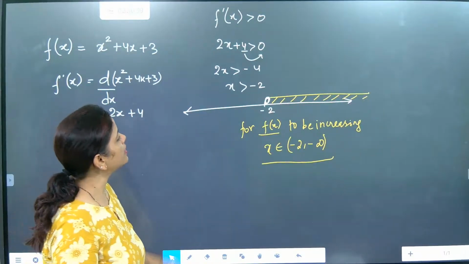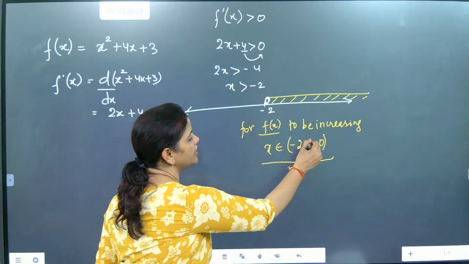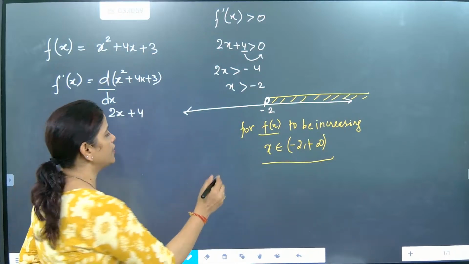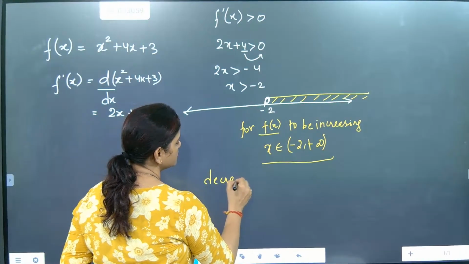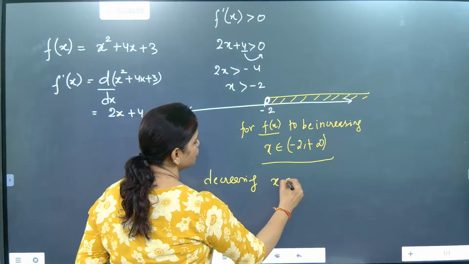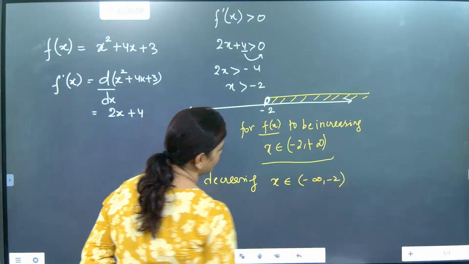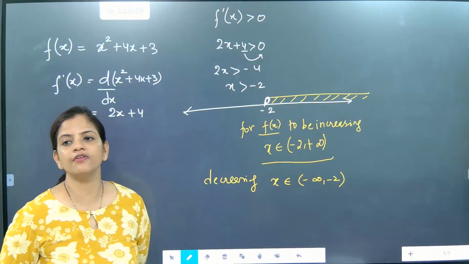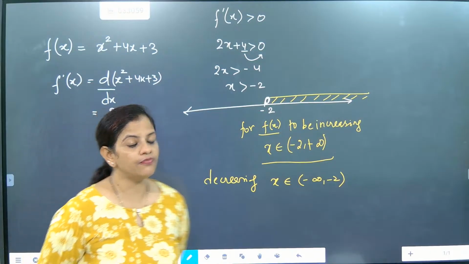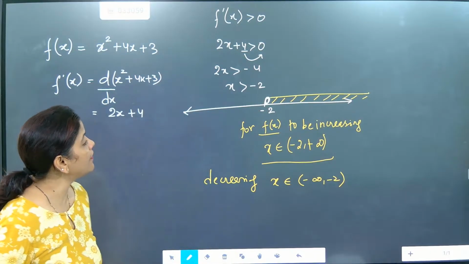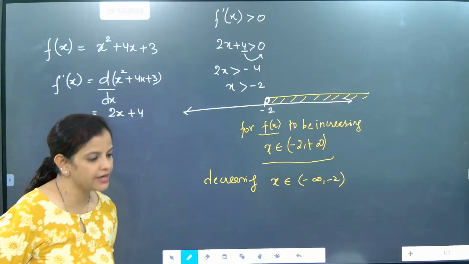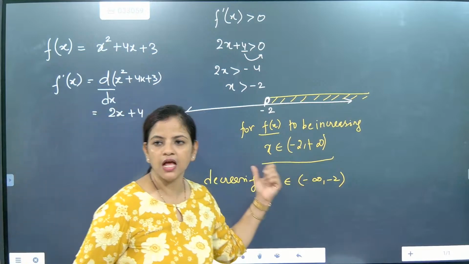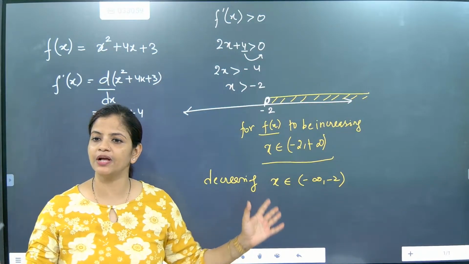So from minus 2 to plus infinity, it is exactly increasing. For a decreasing function, x should lie between minus infinity and minus 2. This is the interval where the function is decreasing. One very important point to be noted here is that for increasing and decreasing functions, if one part is increasing, the other intervals will automatically become decreasing.